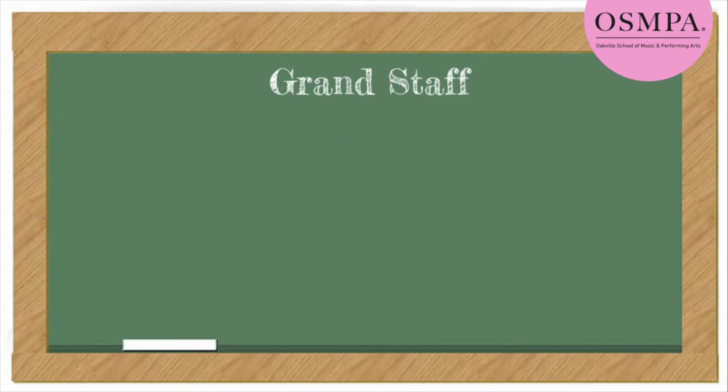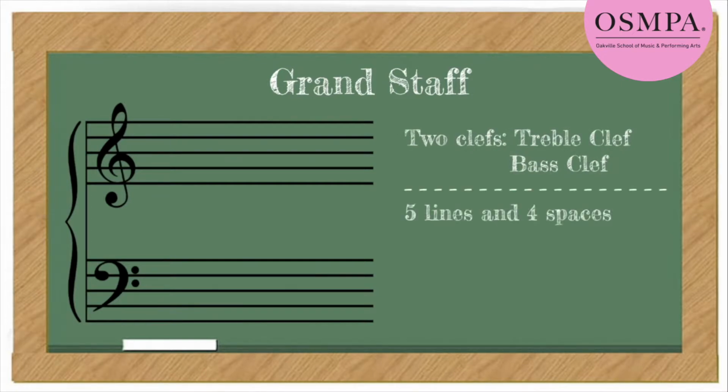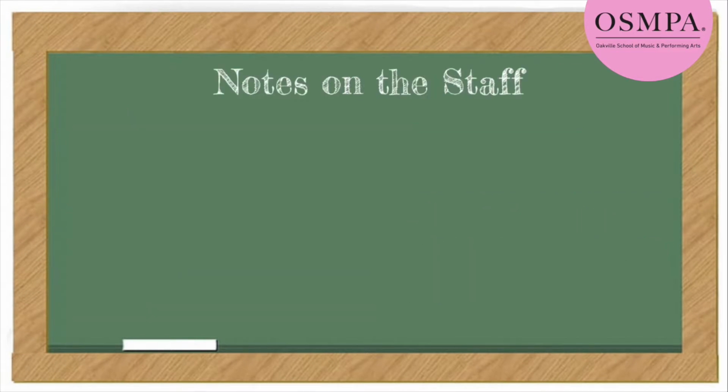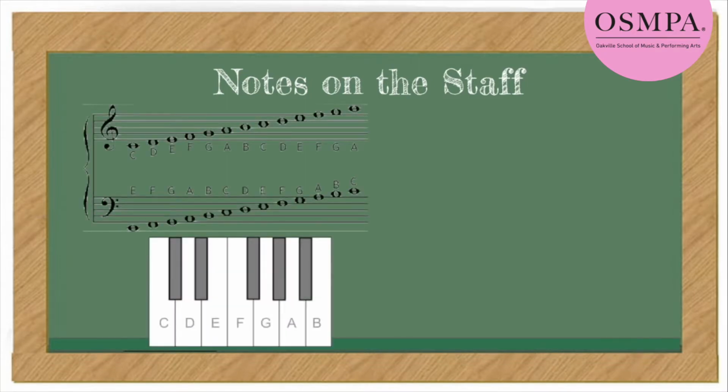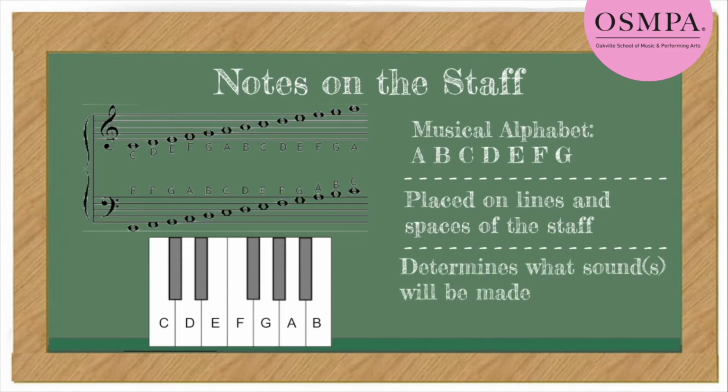Starting with the grand staff, it is made up of two clefs, the treble clef and the bass clef, and it has 5 lines and 4 spaces. The staff is where you will read your notes from in your music. Next, the notes on the staff. For review, the musical alphabet is A, B, C, D, E, F, and G. The notes are placed on the lines and spaces on the staff, and they connect with the keyboard, as you can see in the photo in the bottom left, right here. Notes determine what sounds will be made.